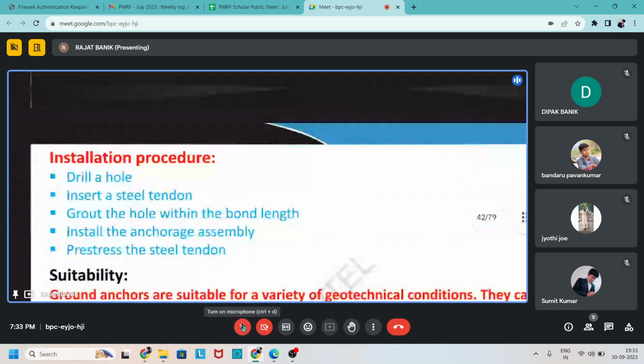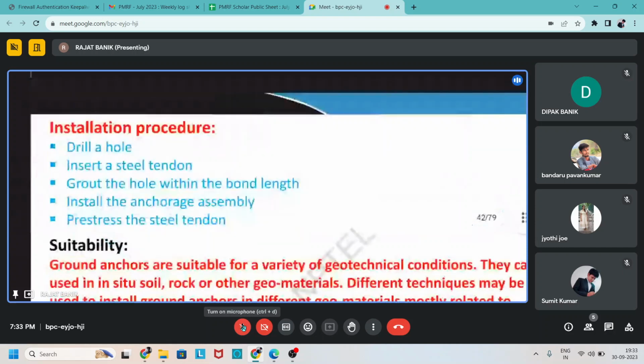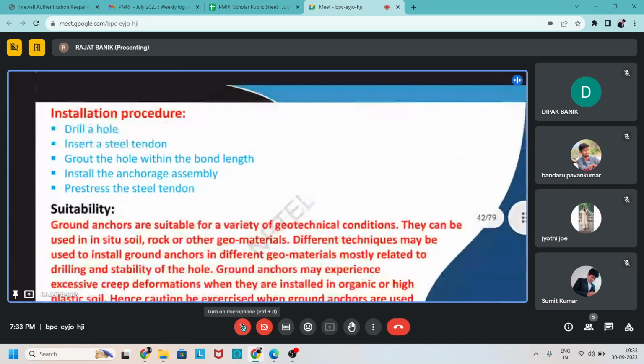Now we discuss the installation and drilling. First we drill the ground. We insert a steel tendon within the bond length, install the anchorage, and pre-stress the steel tendon. This is the mostly used drilling technique. After drilling, we insert the steel tendon, but the grouting is given at the bond length, that means behind the critical failure surface.